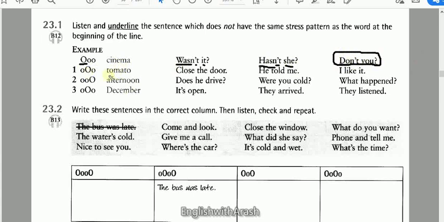Tomato. Tomato. Where's the stress? Tomato. Tomato. So now look at these sentences and tell me which one does not actually match with tomato. Tomato. So I'm going to read them for you. Tomato. Close the door. He told me I like it. Close the door. He told me I like it. Tomato.